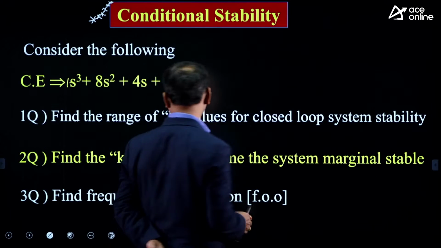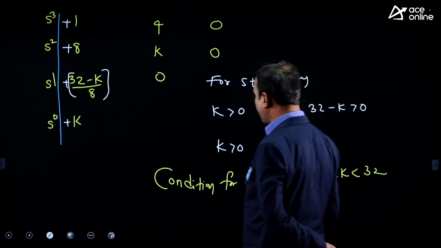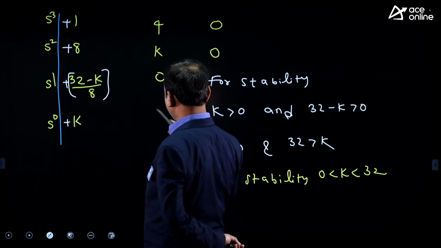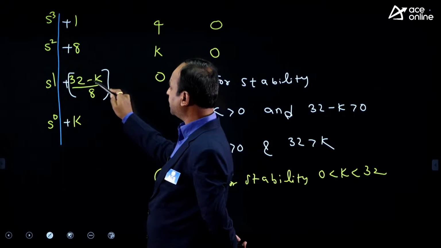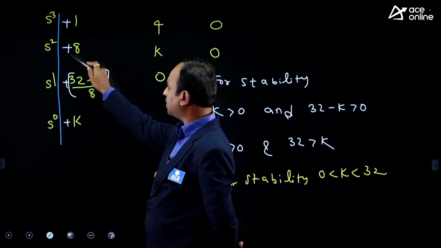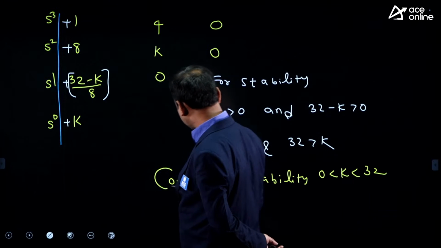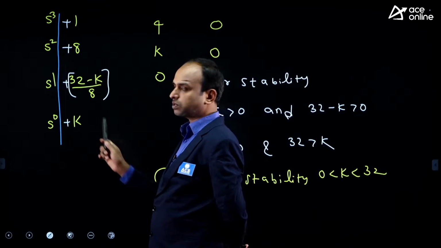Verify from the options. The examiner is going to provide options. Take a value more than 32, let us put k as 33. Then 32 minus 33 gives minus 1, so the sign has changed and the system becomes unstable. It is asking the condition for stability. If options are given, you can verify from here also.